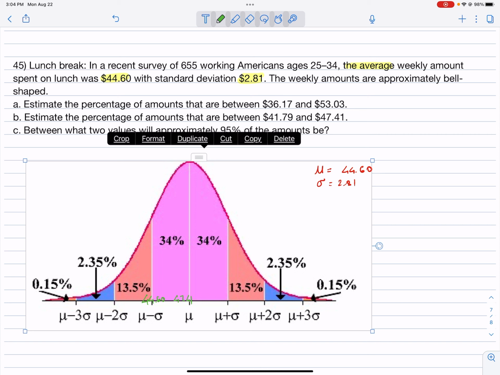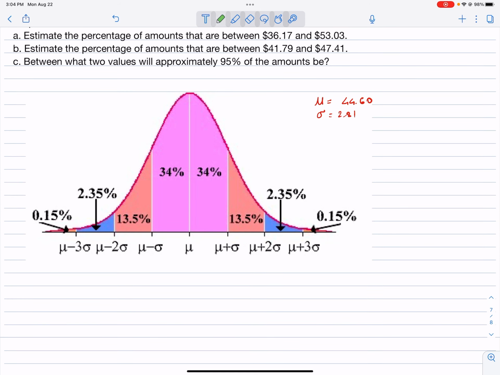I want to make it bigger so that we have more space. So 44.60, and mu plus sigma gives 47.41. We add twice sigma: 44.60 plus 2 times 2.81 gives 50.22. And we continue to add 2.81, one more sigma. From 50.22, we get 53.03.